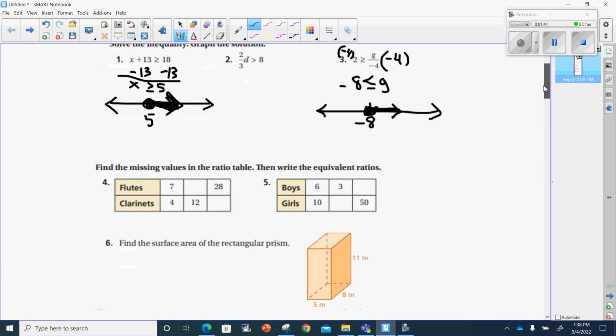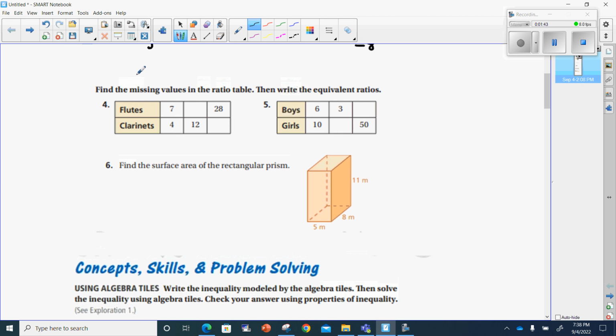Let's go to number 5. Number 5 says, fill in the missing values in the ratio table. We have to see what happened from here to here. I could say it's subtract 3, but remember we're going by multiplication and division, right? So in reality, I multiplied 6 by 1/2. Half of 6 is 3. So half of 10 will be 5.